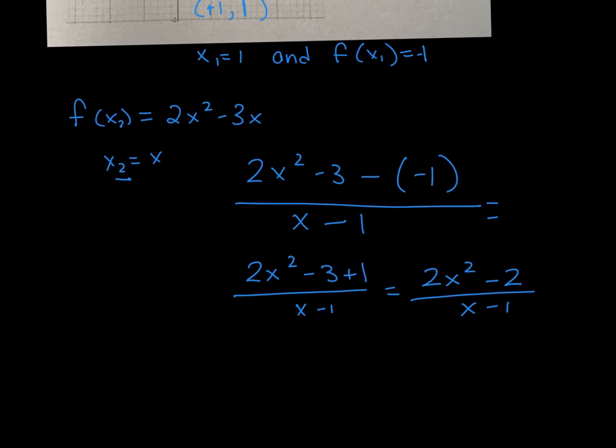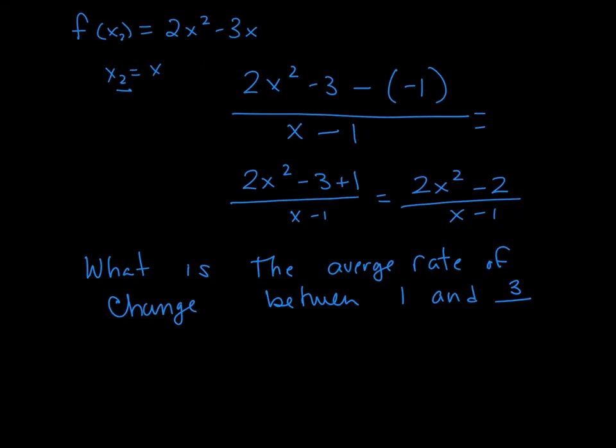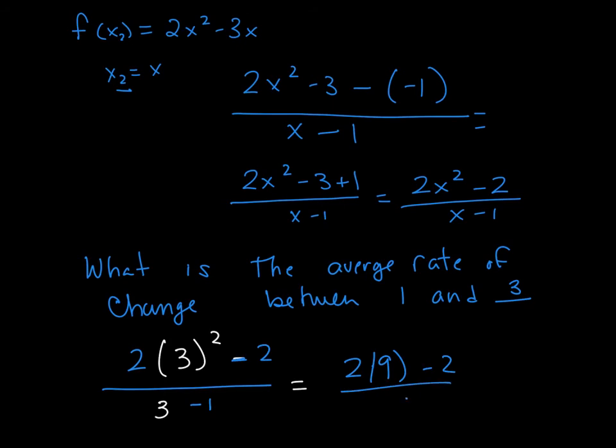So if at any point in time I am now asked what is the average rate of change between 1 and any given value, let's say 1 and 3, you just plug that 3 into that piece, and then you'd be left with 2 times 3 squared minus 2 all over 3 minus 1. Or 2 times 9 minus 2 over 2.